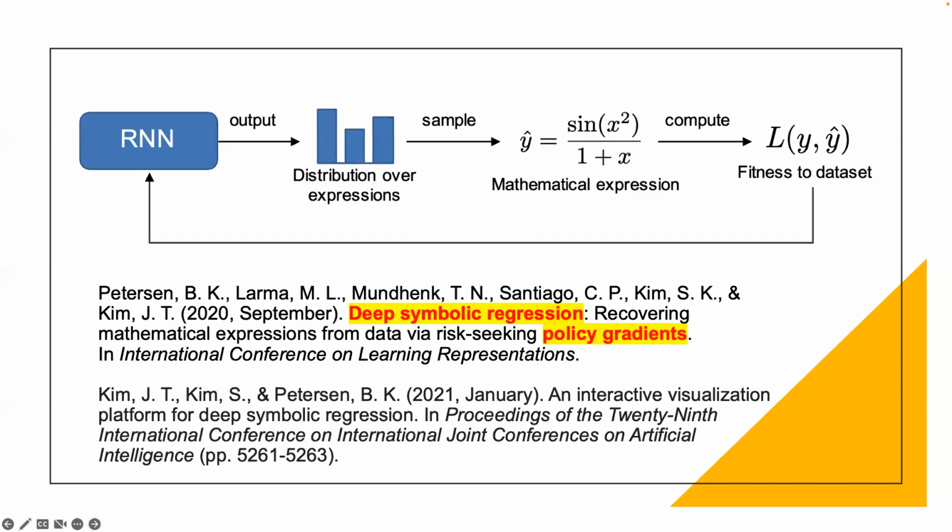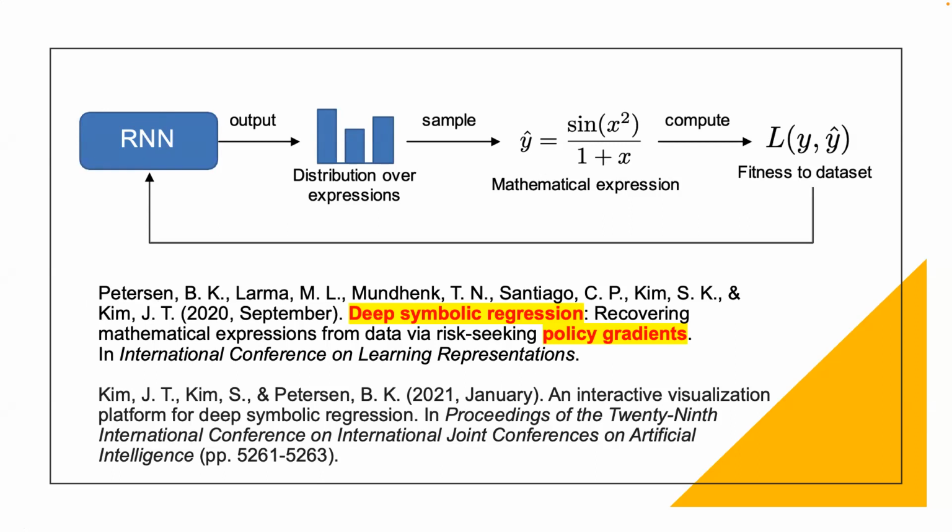Taking a different approach to the same problem, the researchers from Lawrence Livermore National Laboratory use reinforcement learning to train the RNN. The RNN used here is actually the LSTM. So they train this RNN to generate a mathematical formula. This is just an example figure from this paper. So they generate a mathematical formula for the given data.